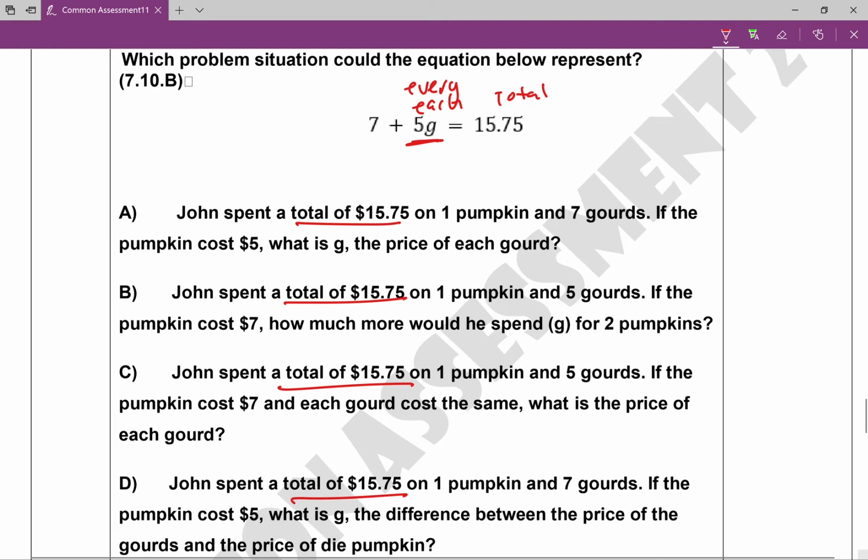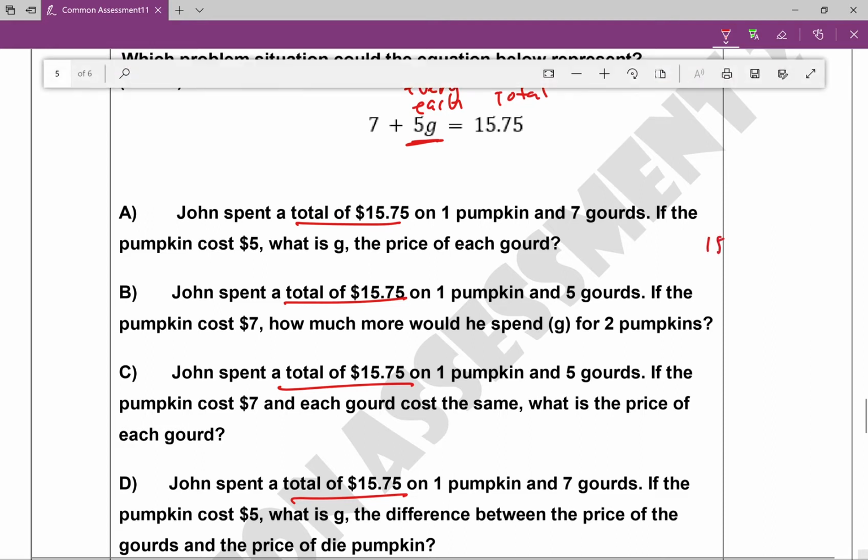A, John spent a total of $15.75 on 1 pumpkin and 7 grouts. If the cost of a pumpkin is $5, what is G? So it's $5 for the pumpkin. What is G plus 7G? Is that my equation? No, because this is the 5G. So it's not A. Let's look at the other one again.